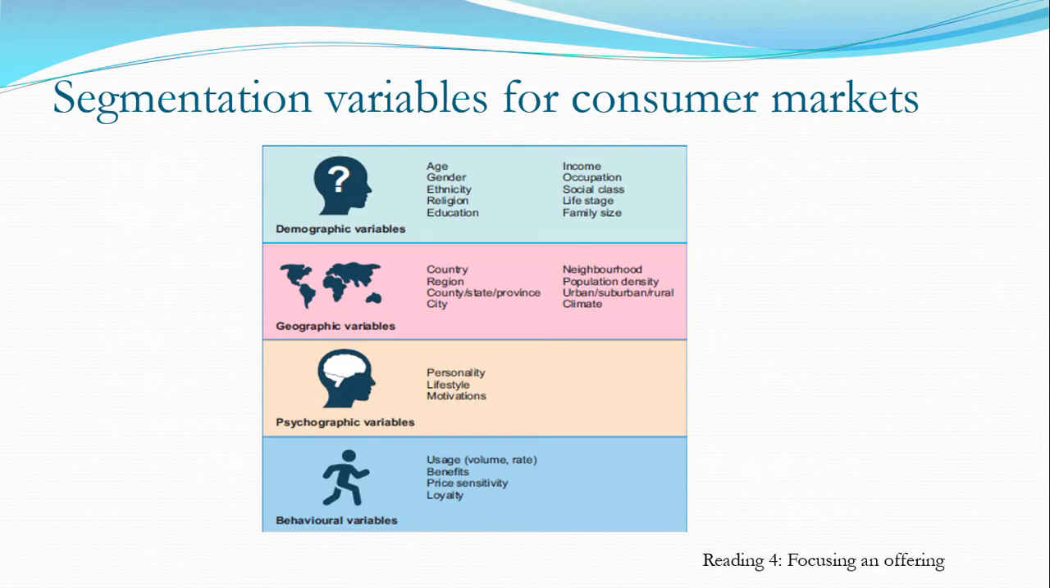As you can see here, you can find all the four bases for segmentation, the demographic variables here, and here are some examples, according to the geographic variables, according to psychographic variables, and according to the behavioral variables.